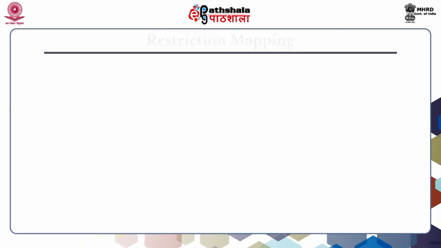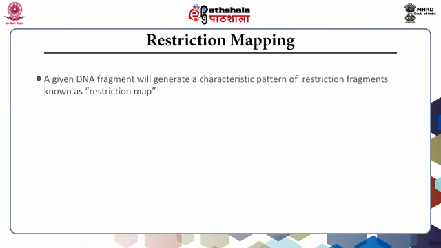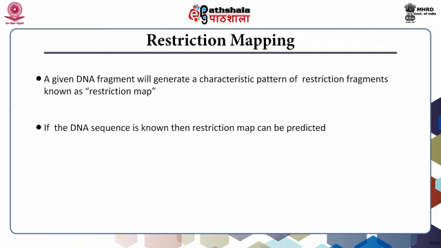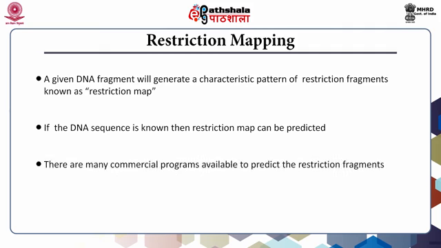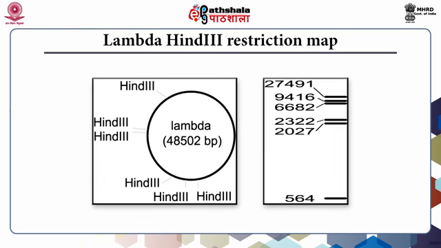Here we look at what is restriction mapping. A given DNA fragment will generate a characteristic pattern of restriction fragments known as a restriction map. If the DNA sequence is known, then the restriction map may be predicted. There are many commercial programs available to predict restriction fragments. These include WebCutter, NEBcutter, Restriction Mapper, etc. This slide shows the Lambda HindIII restriction map.